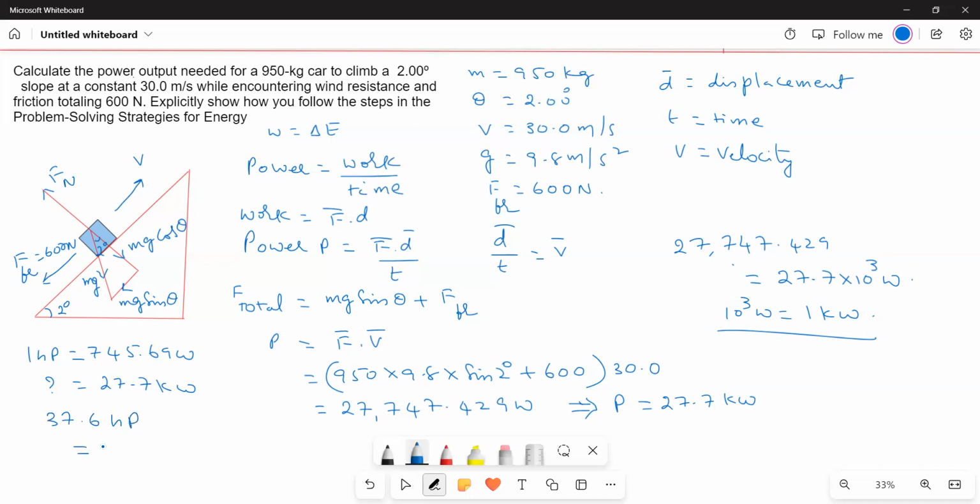That means approximately 37 horsepower. Okay, 37 horsepower is a reasonable value for a car to climb a 2-degree slope. Okay, hope this helps. Thank you. Bye bye.